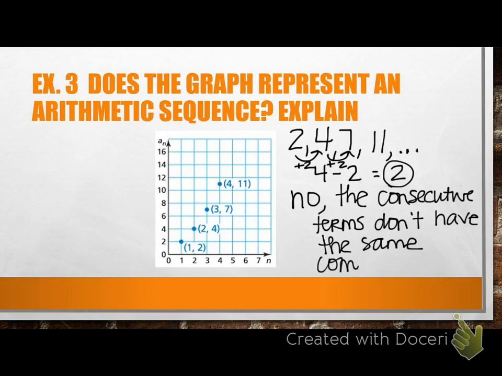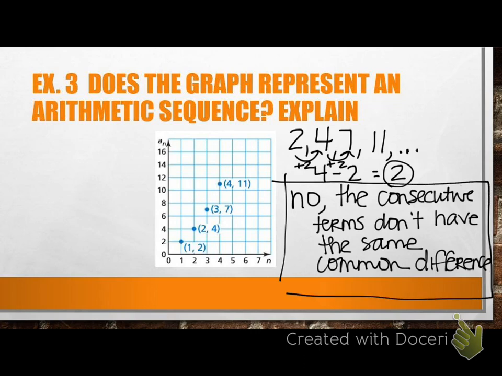So that's how we know. We know they're consecutive because of the x values. It was 1, 2, 3, and 4. But when we find the common difference, it does not work all the way across. It doesn't work on every single number. So it is not an arithmetic sequence because the consecutive terms don't have the same common difference. That would be your explanation, and that is what we would box in. Are there any questions on this one?